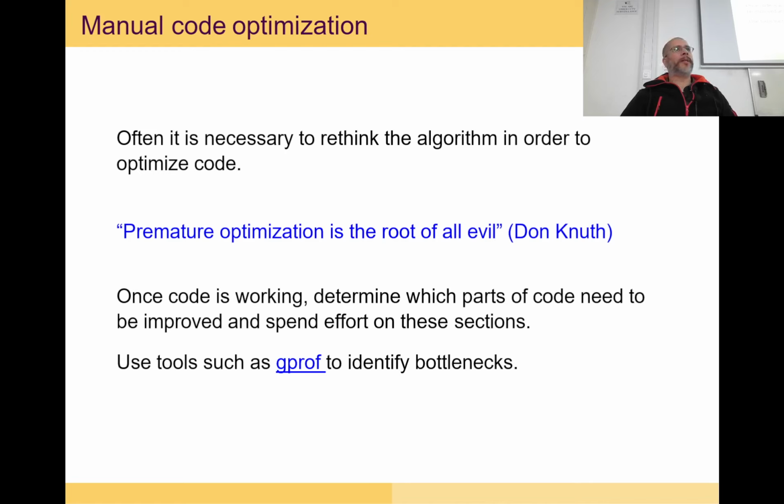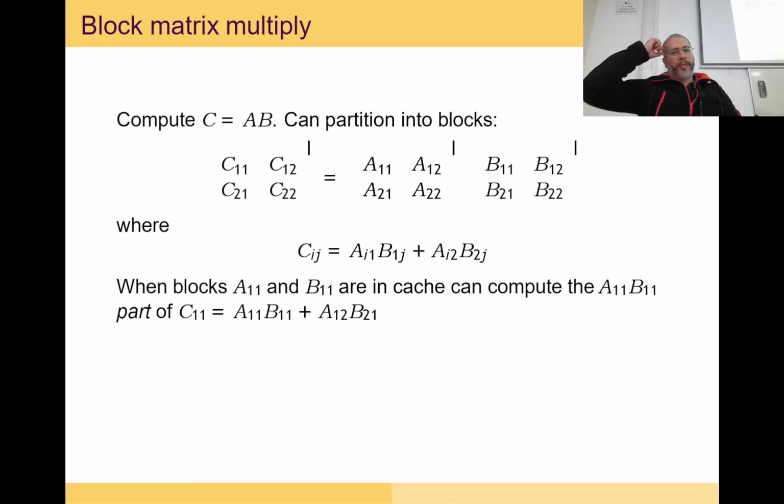So let's look at an example here. This is matrix multiplication, so we do that a lot.